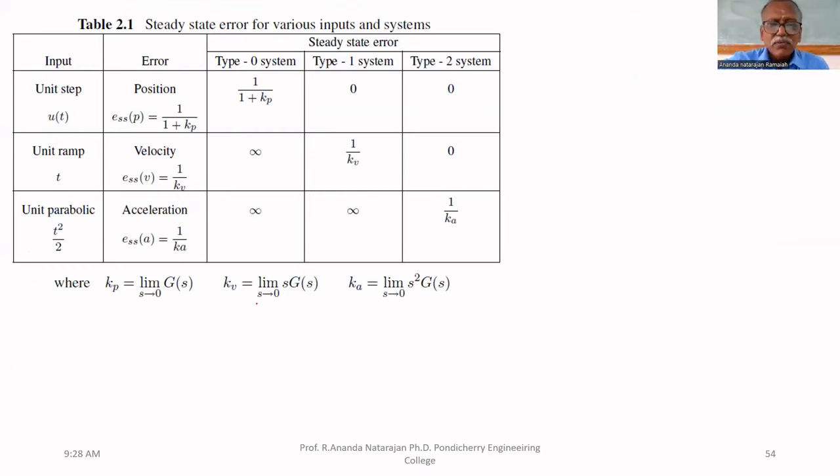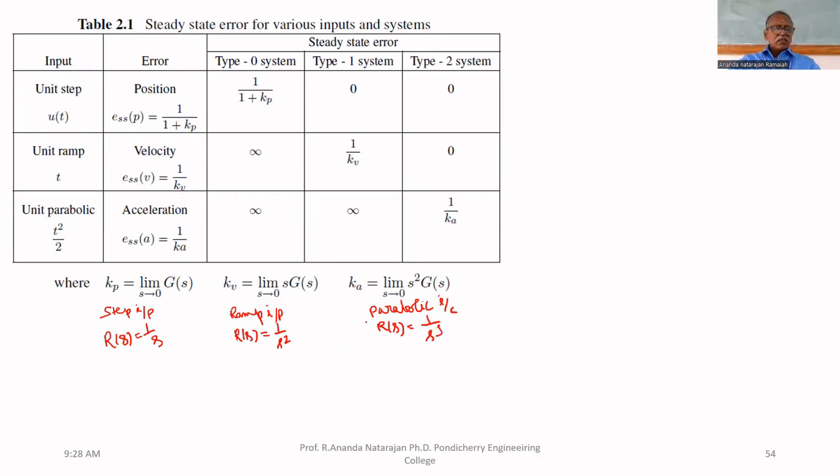Already we have seen three types of inputs. One is step input, that is R of S equal to 1 by S. Another input is a ramp input, R of S equal to 1 upon S square. Next one is parabolic input. In that case, R of S equal to 1 upon S cube. These are the three types of inputs.